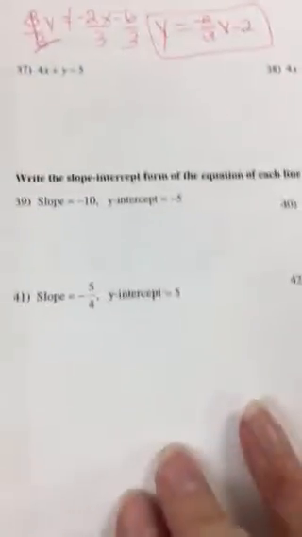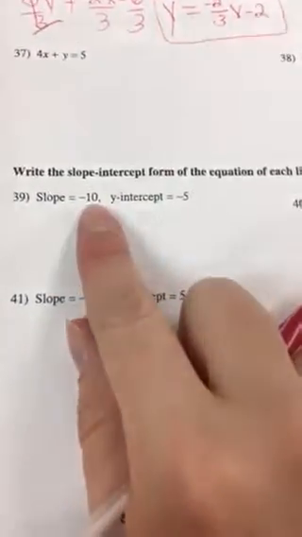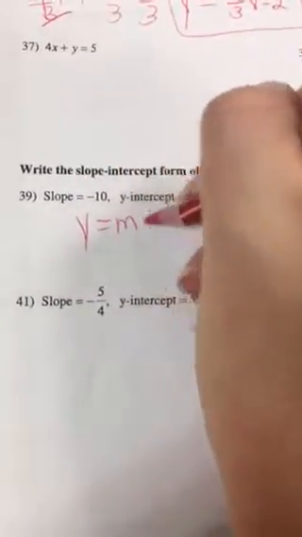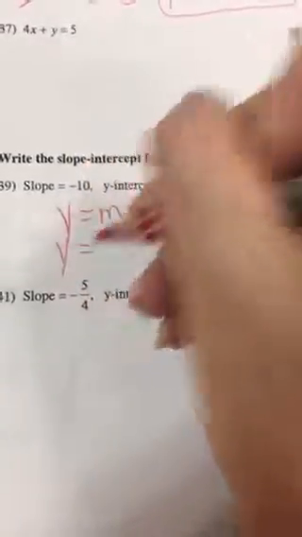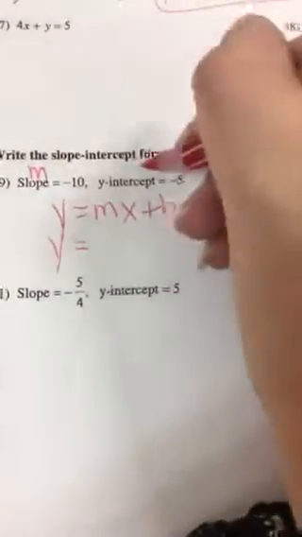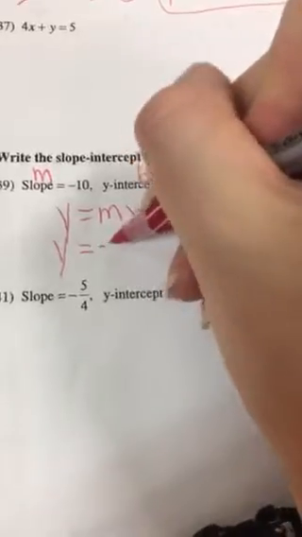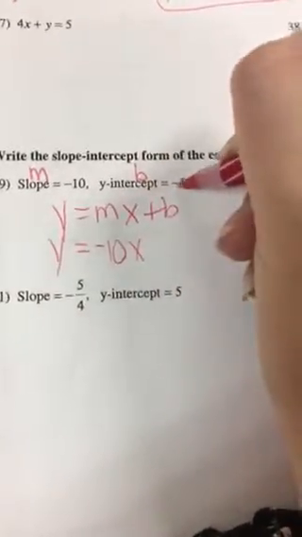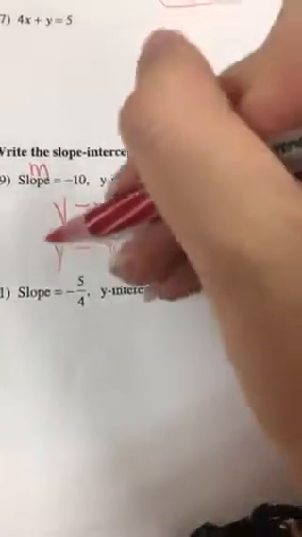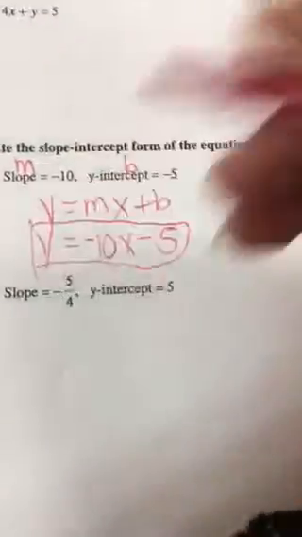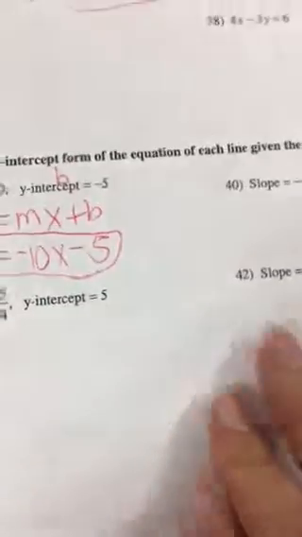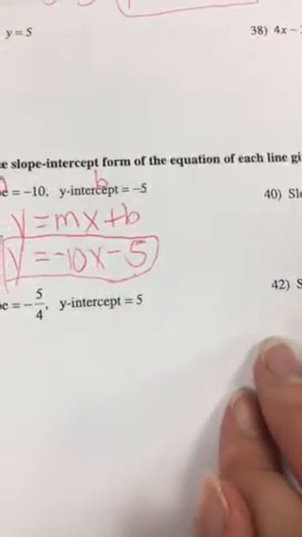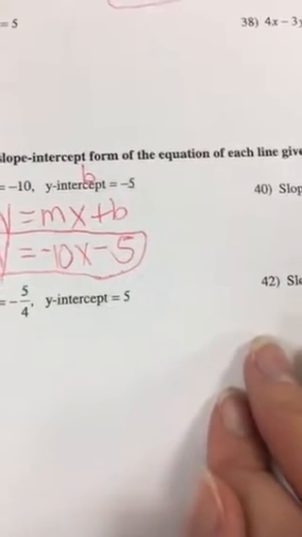Okay, in the last part of today, they're giving you the slope, they're giving you the y-intercept, and you're just plugging it into this equation, y equals mx plus b. So y equals, the slope is m, y-intercept b. y equals negative 10x minus 5, and that's it. And you do the rest the exact same way, so please do the rest. And then check the key.